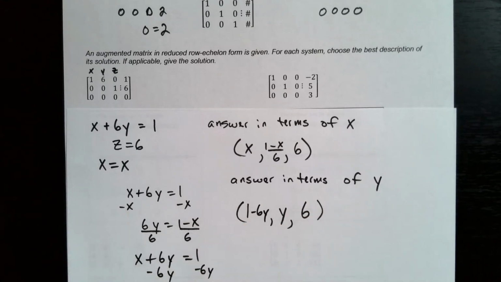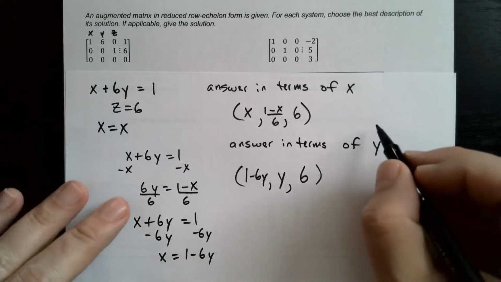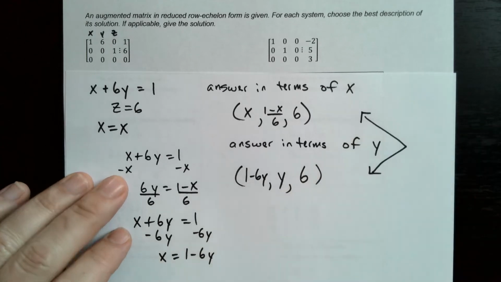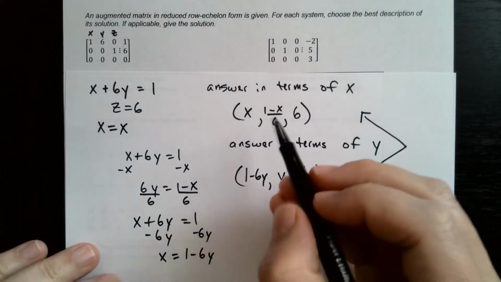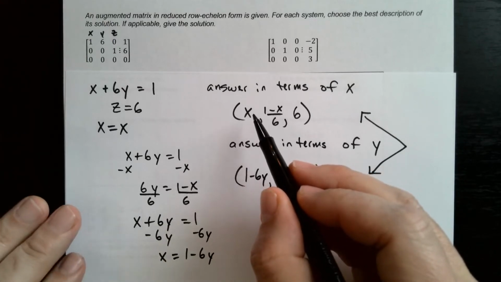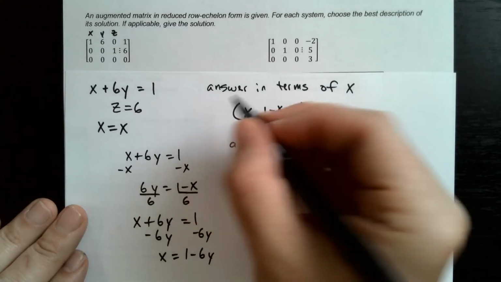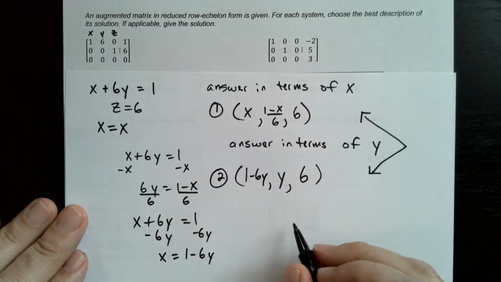Okay, so these are both correct solutions. Now I'm going to show you that they are actually the same solution, just written in a different way. So first let's do this one, and let's substitute, and let's say x is equal to 1. We'll call this answer number 1 and answer number 2. Let's substitute x equals 1 in there.